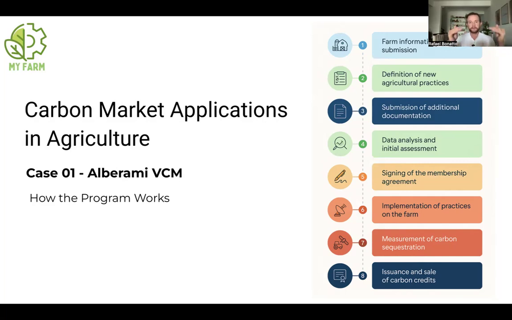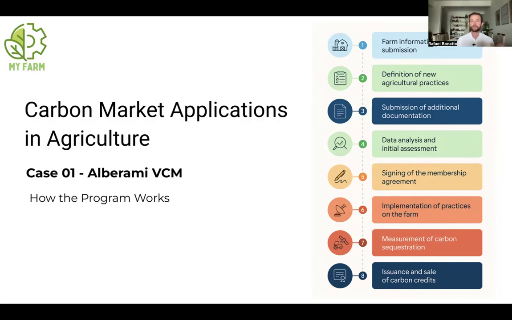Once they fill all the boxes explaining what they do, they have a baseline very well traced. Based on that, the platform and the technicians of Alberami will be able to identify what's missing, and identify the main and best pathway for this farm to follow to improve the regenerative agriculture practices that will enhance productivity and create the scenario for carbon credit production, okay? And that's why the second phase is the definition of a new agricultural practice. So you understood from the first phase what you have and what you don't have, and then you can define the agricultural practice.